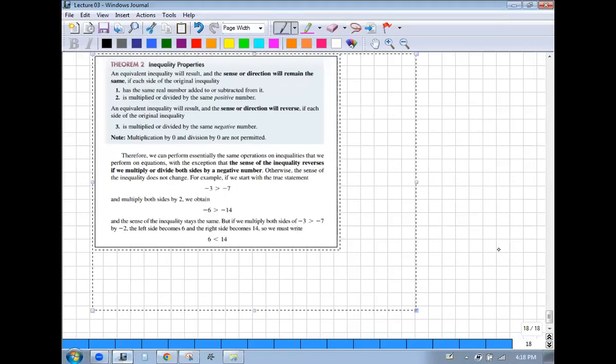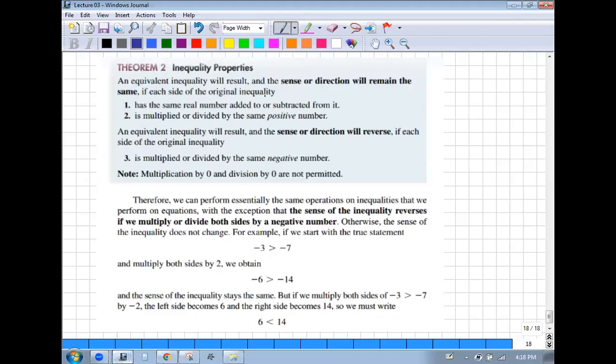Inequality properties. An equivalent inequality will result, and the sense or direction will remain the same, if each side of the original inequality has the same real number added or subtracted from it. So you can add or subtract from both sides of an inequality and you get an equivalent inequality, all right? And the critical thing here is if you multiply both sides by a negative number, you have to flip the inequality, okay? That's what this whole paragraph is about.